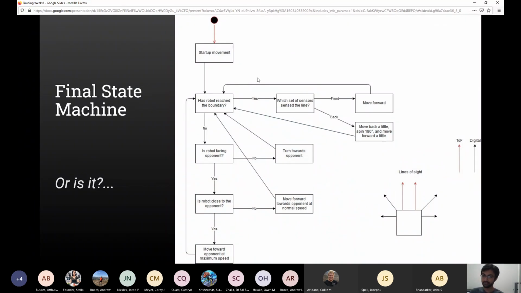So here's an example of the state machine of what Gucci uses for its behaviors. Here's the entry point, and then it'll start up and then follow this pathway of looking for the boundary, trying to turn towards the robot, or trying to push the robot, and then reacting to the lines, which is this following branch here.